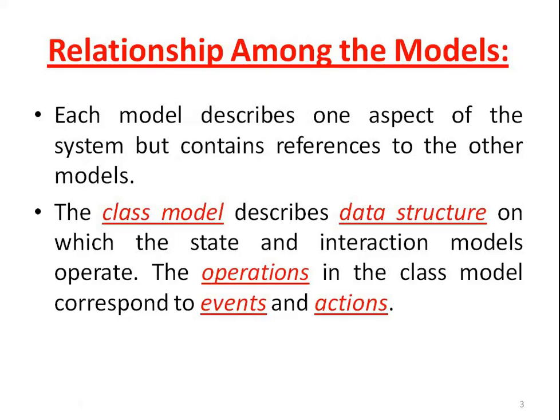So all models show some relations among the models. So what are the relationships? We see that each model describes one aspect of the system but contains references to the other models. So each model contains a reference to the other models. The first model is the class model.